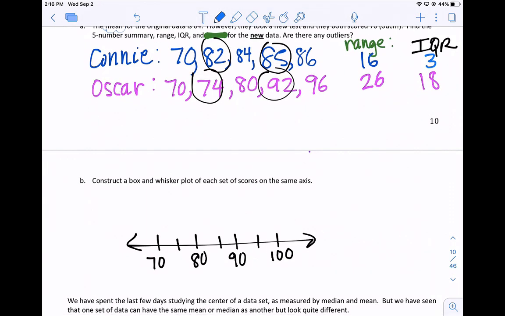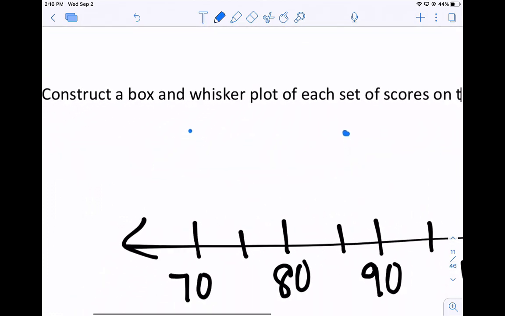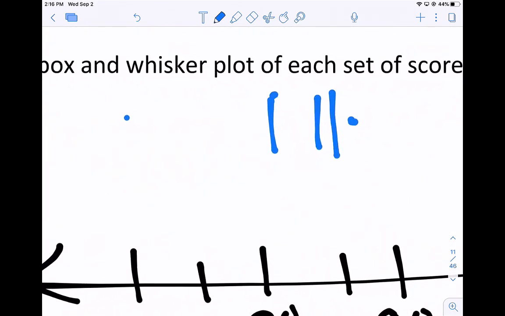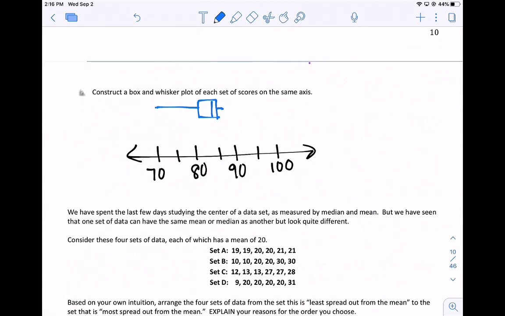The min and max are dots, so at 70 I'm going to put a dot, up here, and at 86 I'm going to do a dot, and then 82, 84, 85 I'm going to draw lines. 82, 84, and 85, so these lines are really close together. All right, so there's Connie's box plot.